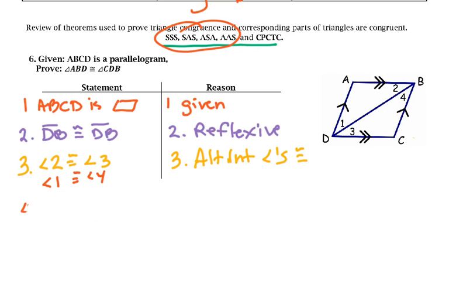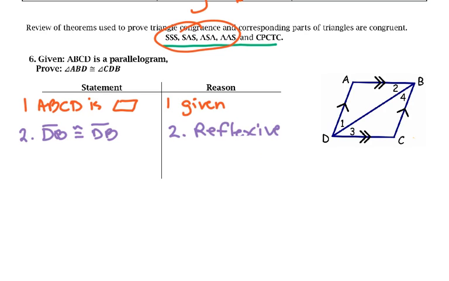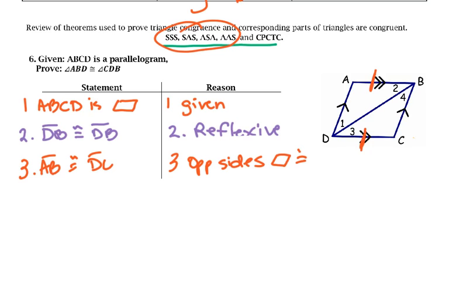Another option you could say, for step number 2, you could say, how about this? AB is congruent to DC. Why? Because they're opposite sides of a parallelogram, and opposite sides are congruent. So number 3, opposite sides of a parallelogram are congruent. Now for the same reason, we could say that AD is congruent to BC. So I can just put that in the same reason.